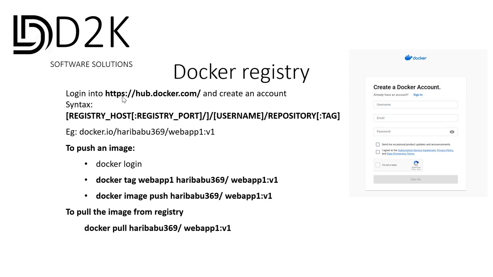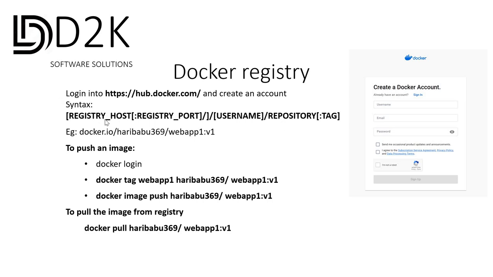So you need to go to the website portal hub.docker.com and use this page to create your account. You need to enter the username, email and password, click on agree and I am not a robot, and sign up. Once you have done everything, you can push the image to the Docker cloud.